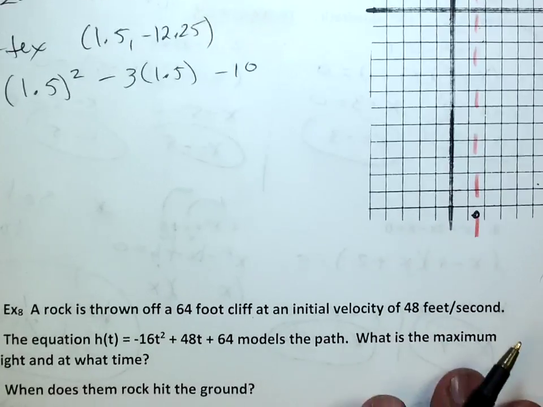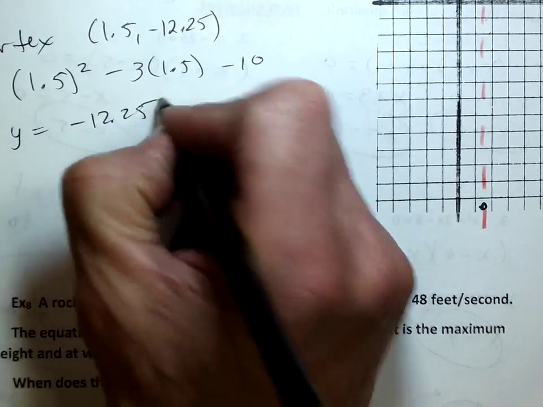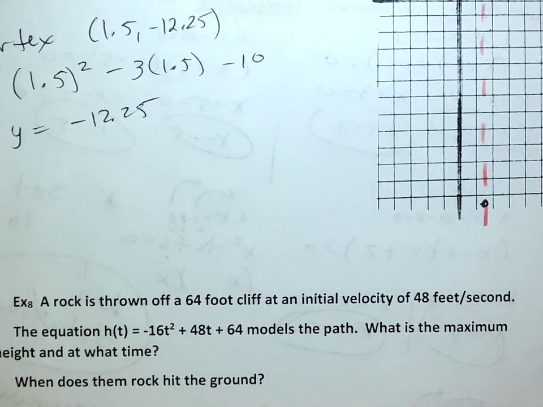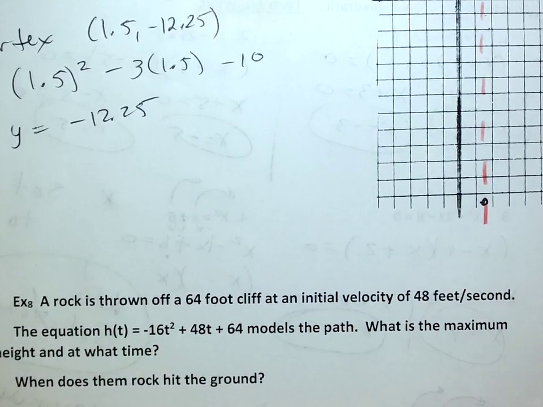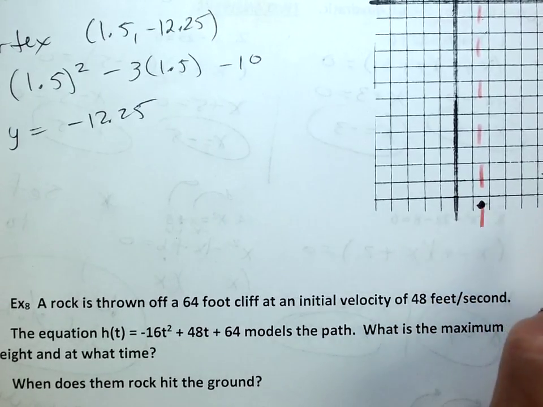How'd they get in? Anyway, I got an answer of y equals a negative 12.25. Normally I ignore it, but right now we're trying to get materials from publishers to buy a new book. So anyway. Okay, so there it is, right?